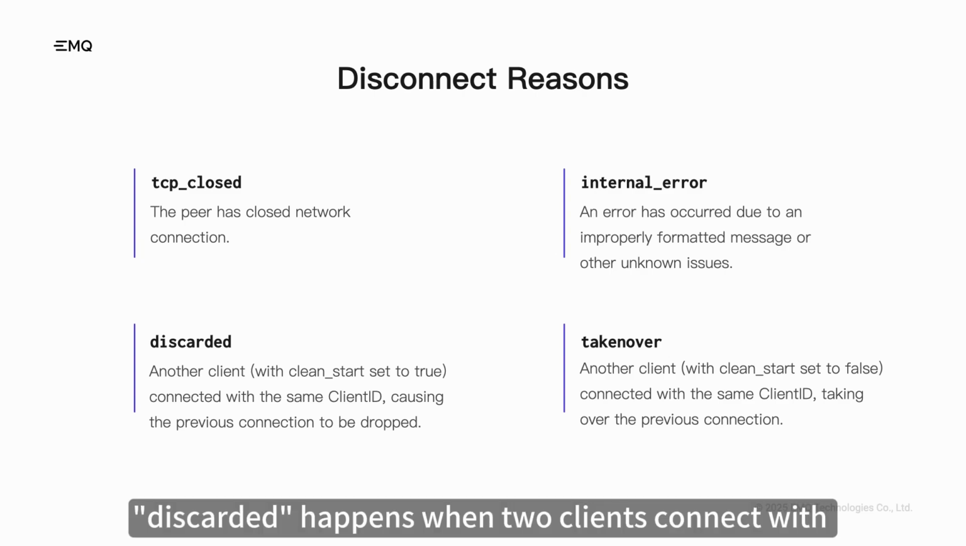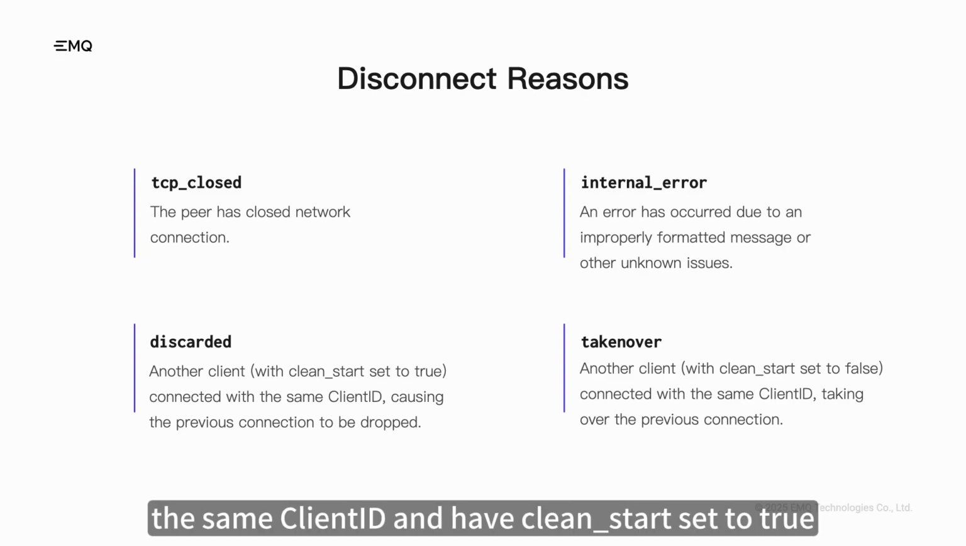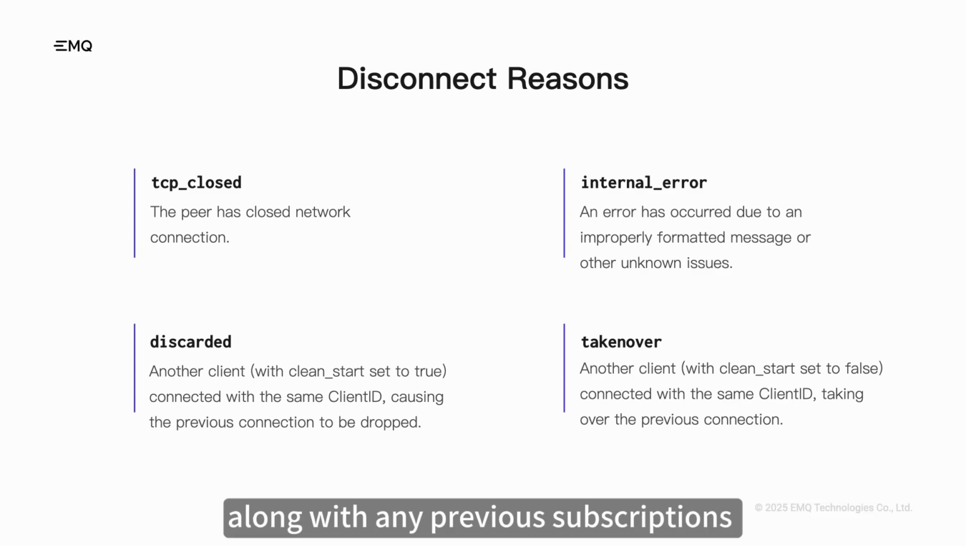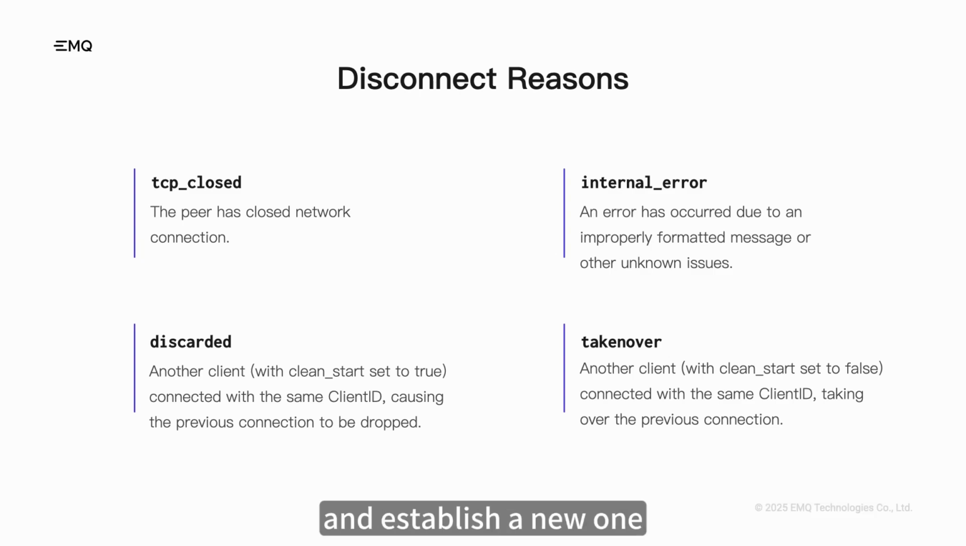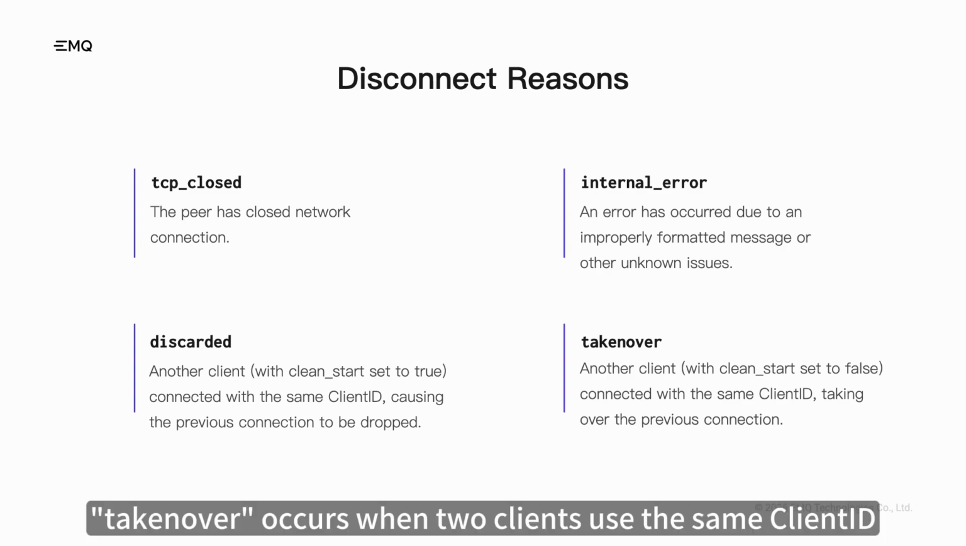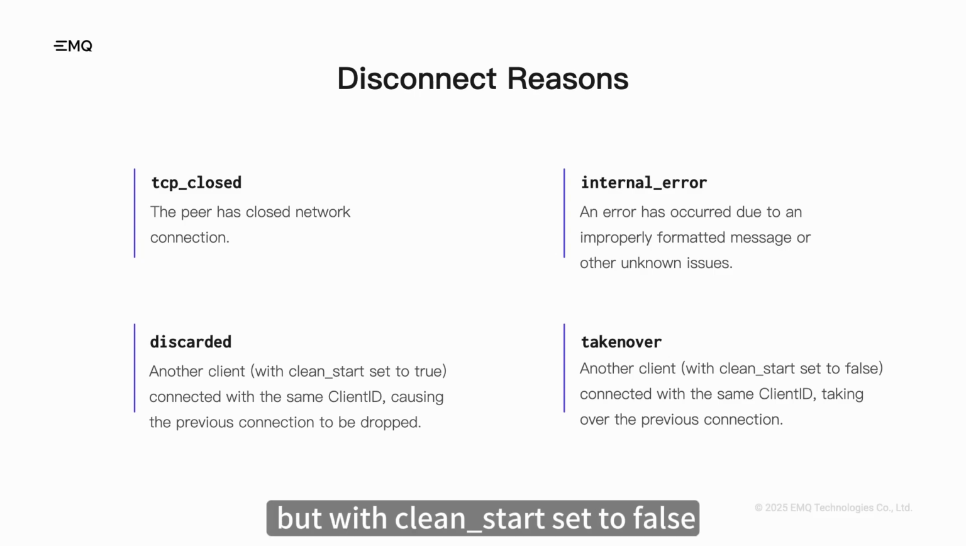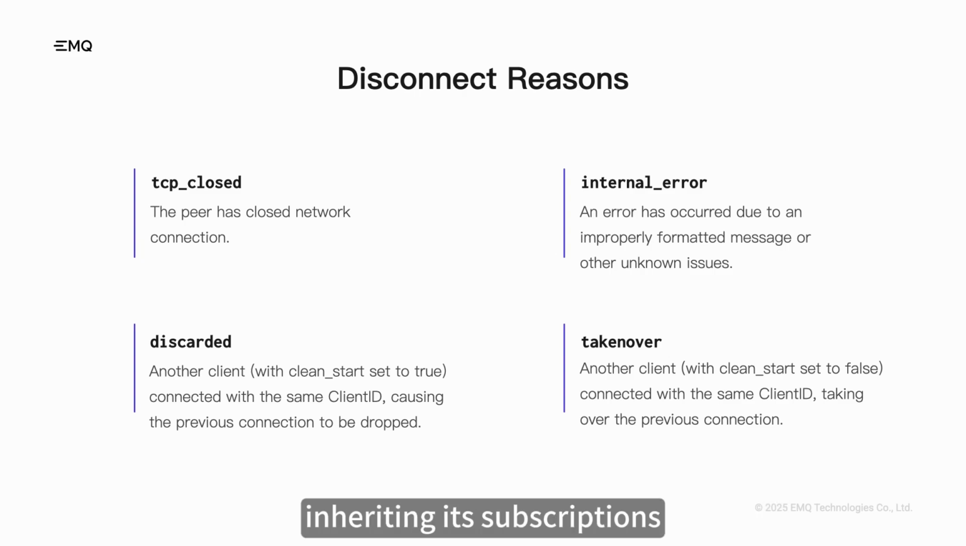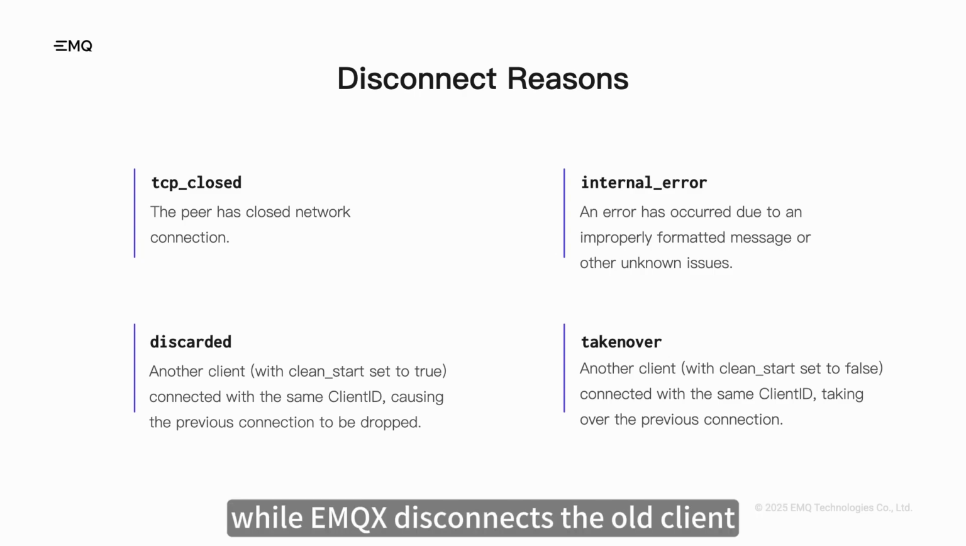Discarded happens when two clients connect with the same client ID and have clean start set to true. In this case, EMQX treats the new connection as a completely fresh session, discards the previous session along with any previous subscriptions, and establishes a new one. On the other hand, taken over occurs when two clients use the same client ID but with clean start set to false. Here, the new client takes over the existing session, inheriting its subscriptions, while EMQX disconnects the old client.